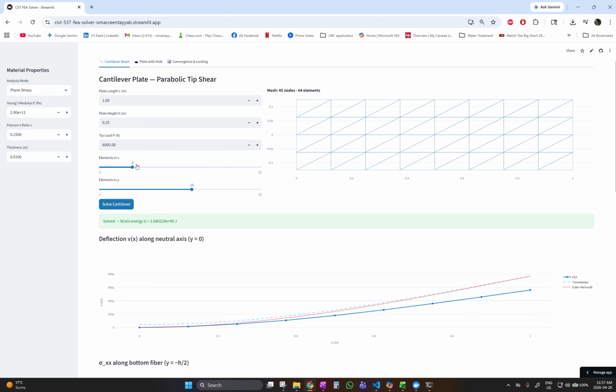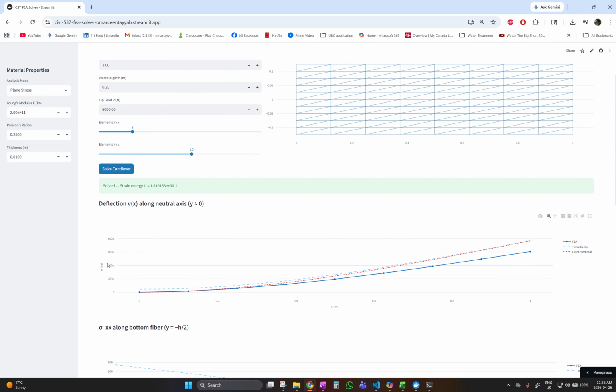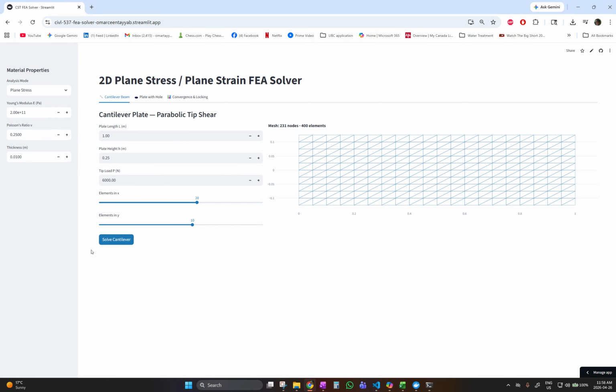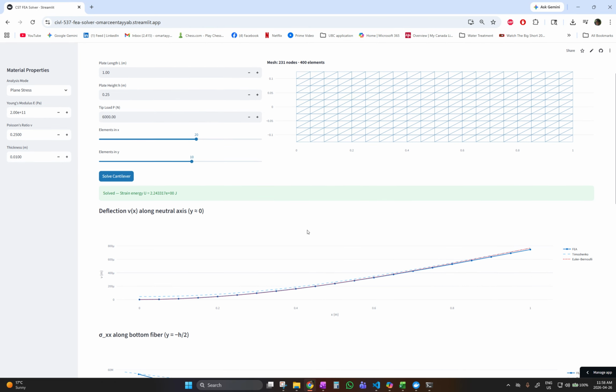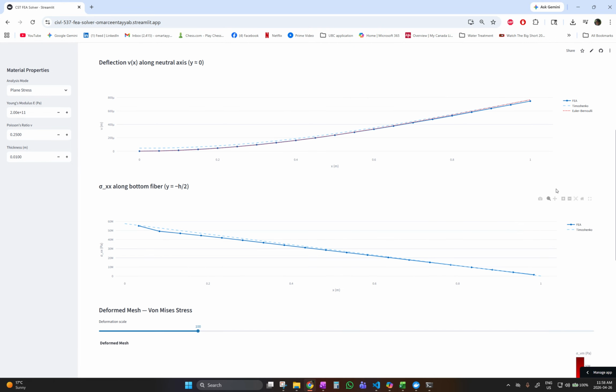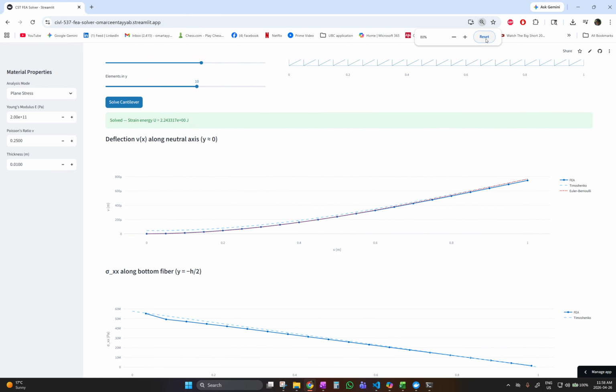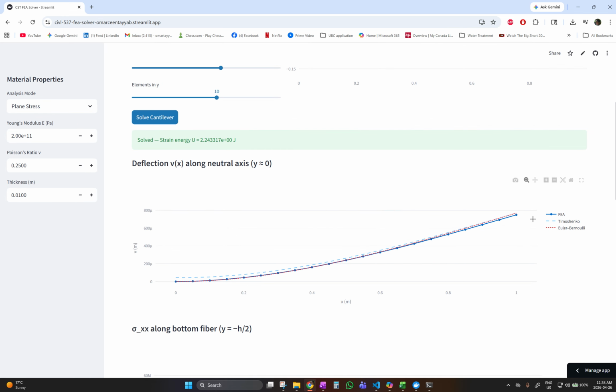By adding more elements here, we can make it behave much better in shear and in deflection, I believe. By far, increasing the elements in X makes the biggest difference. Now the solutions are much closer to the Timoshenko and Euler-Bernoulli solutions, which are the theoretical solutions that we're trying to benchmark our FEA solution against.